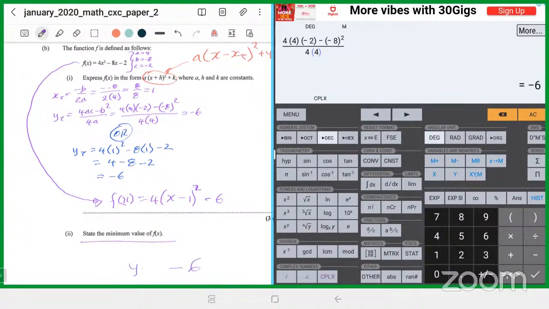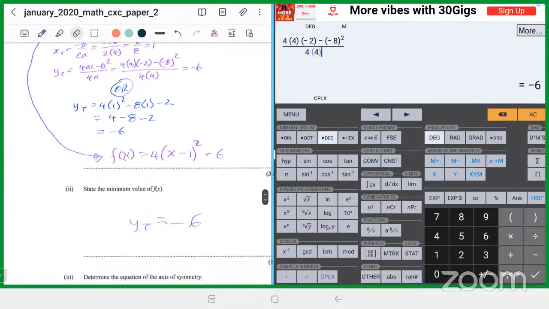If you want to write y_t, which is -6, the minimum value is y_t, which is -6. The y_t value is the minimum value. Next part.